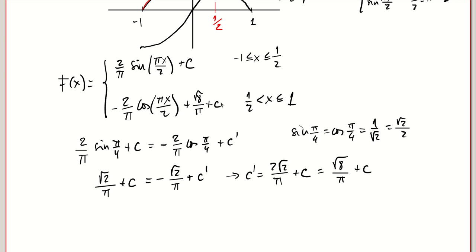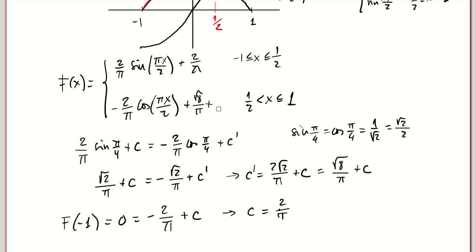Okay, and finally what we need to do now is to evaluate this function at -1 and make it 0. So at -1, we have here the sine of minus pi half, which is minus 1, so we have minus 2 over pi plus c, which means that c is 2 over pi. All right, so we have here 2 over pi, and here you have 2 over pi. There you go.